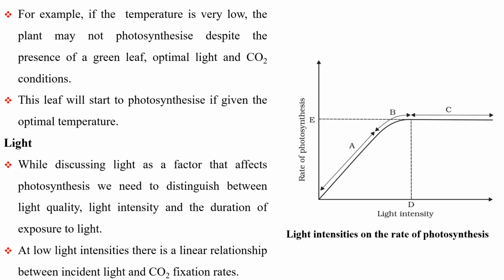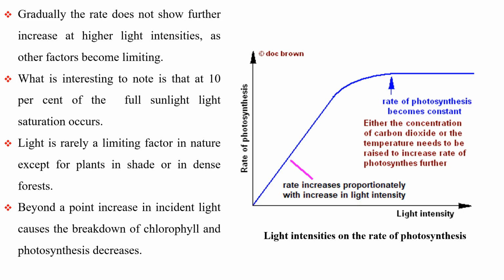Light. While discussing light as a factor that affects photosynthesis, we need to distinguish between light quality, light intensity, and the duration of exposure to light. At low light intensities, there is a linear relationship between incident light and carbon dioxide fixation rates. Gradually, the rate does not show further increase at higher light intensities as other factors become limiting.